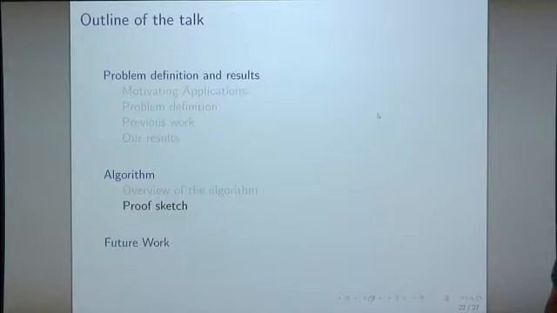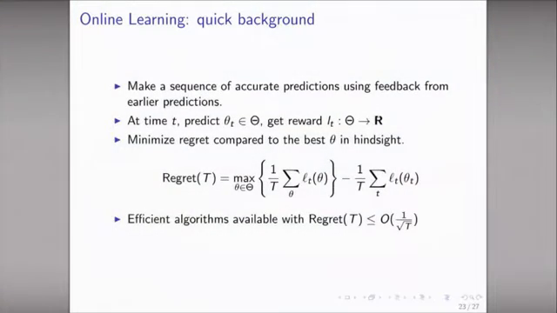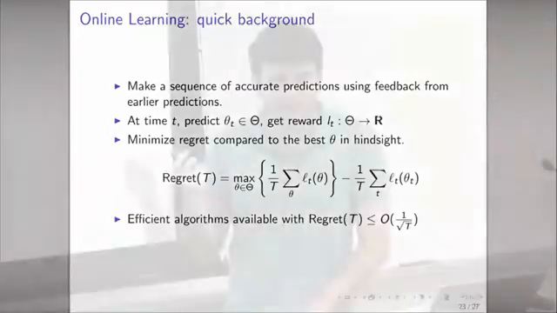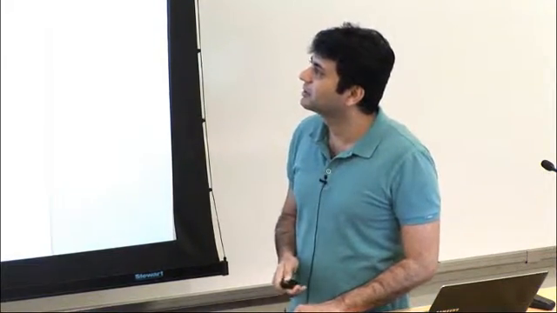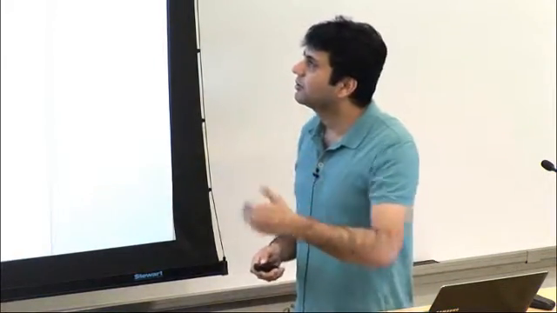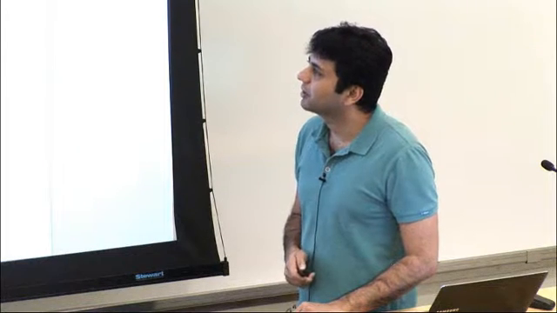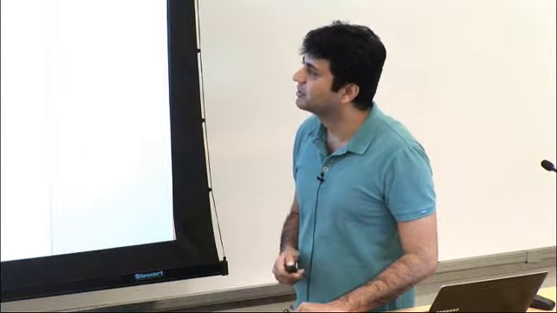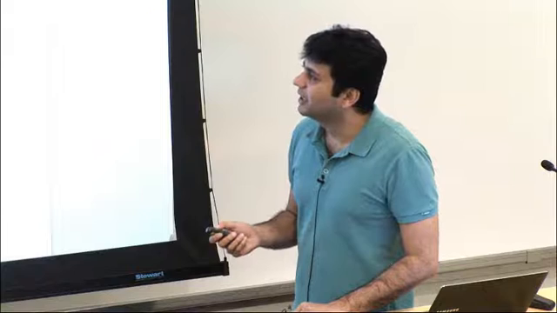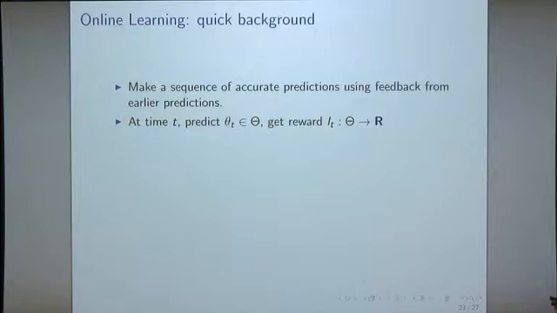Okay, and this is where, I already gave some of the proof, so this is where online learning comes into the picture. Okay, and what is online learning? I think most people here know, but let me do a quick summary. You want to make accurate predictions using what happened in the past. So at any time t, you want to predict some vector theta t in some domain, and after you predict this, you get a reward, some reward LT.